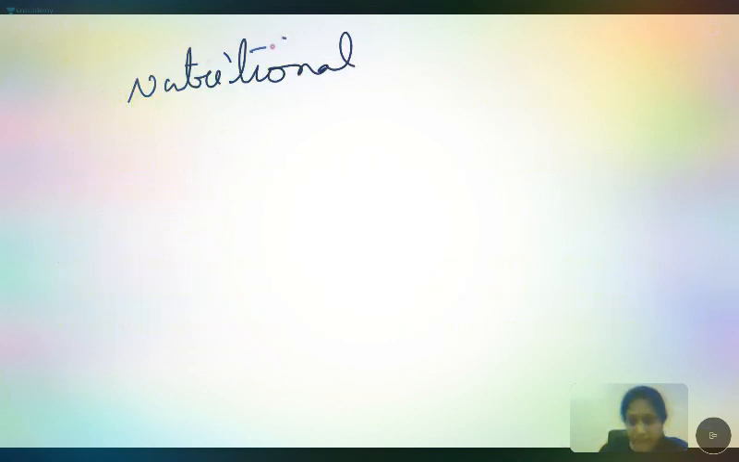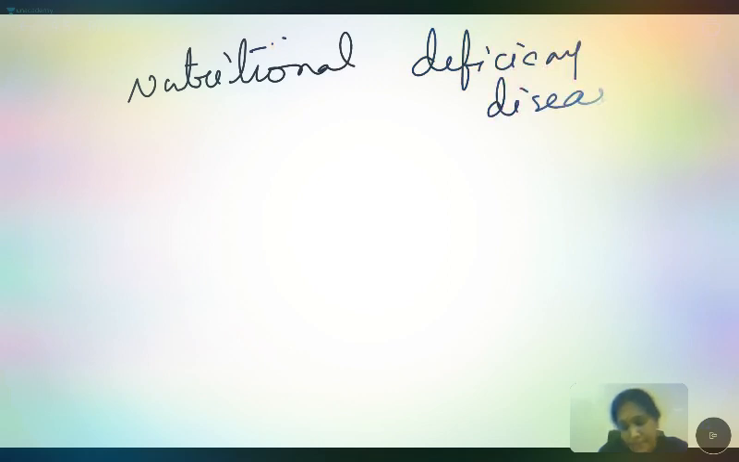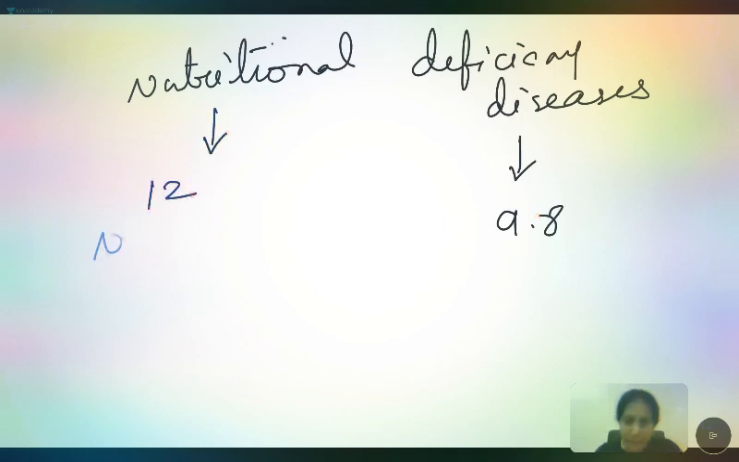Nutritional deficiency diseases. Deficiency causes diseases, right? So it's a topic in 9.8. And deficiency of what is causing the diseases? Nutrients, right? So this is also a topic of unit 12, nutritional anthropology. Is it clear? Not only vitamins, everything related to nutrition comes under both the topics. Please make a note of it.